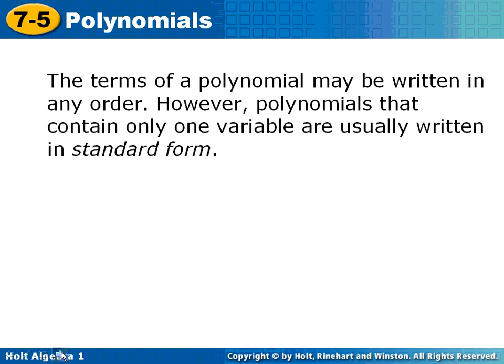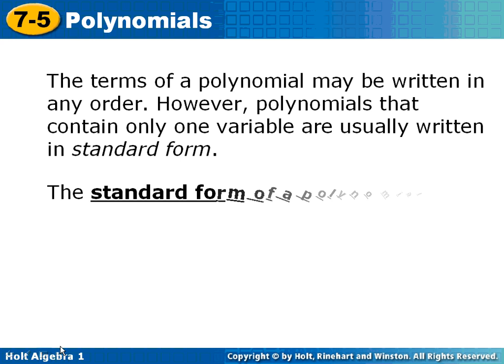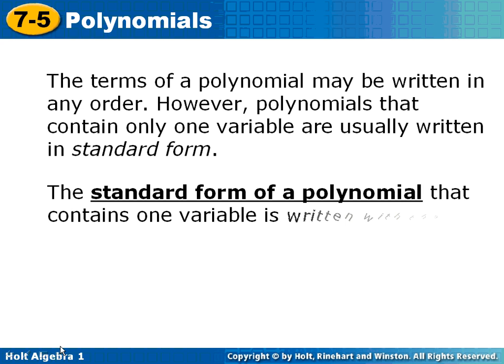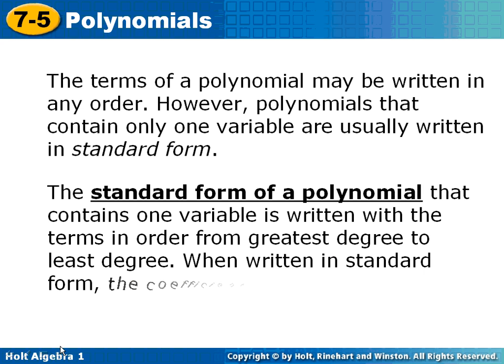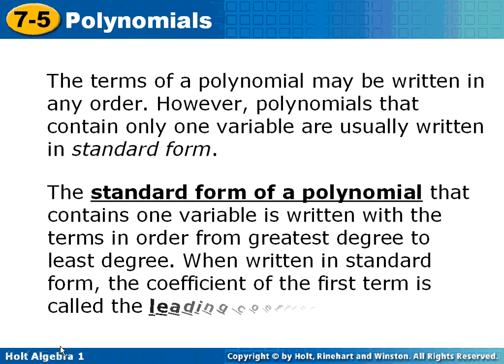Okay, the terms of a polynomial may be written in any order. However, we math people like to put them in standard form. For standard form, you're going to start with the greatest degree and then go down to the smallest degree. And then the coefficient of the very first term is called the leading coefficient. Also, we put constants at the end.